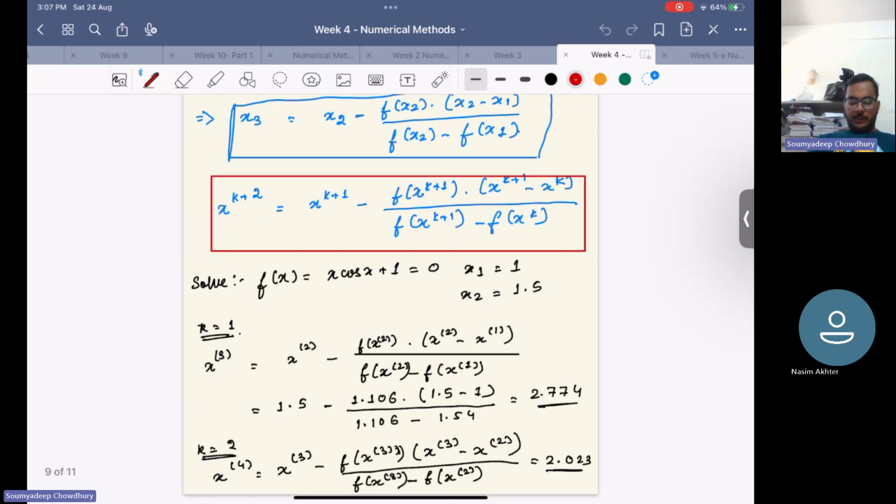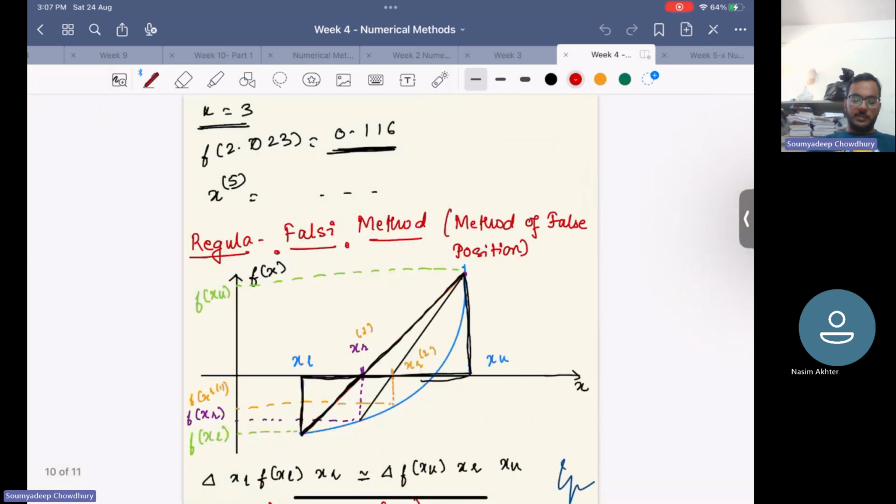This is the iterative formula of the secant method, and then we solved one equation based on that. Then we moved to the regula falsi method, where, using the similarity of two triangles, we found the iterative formula of the regula falsi method, or the method of false position.